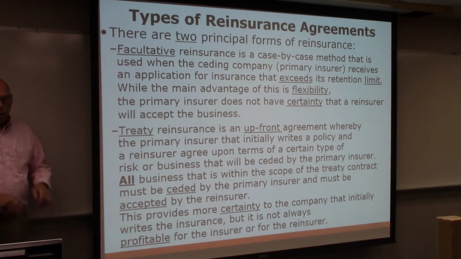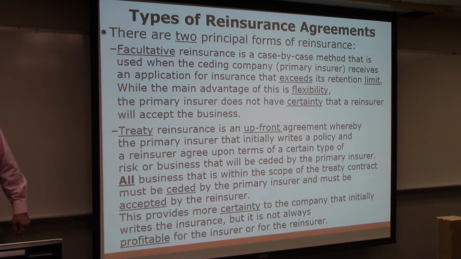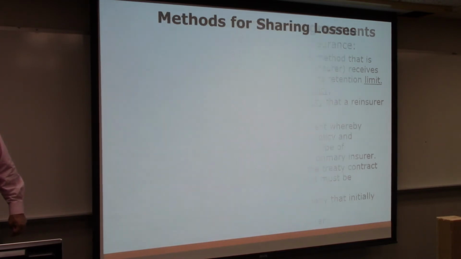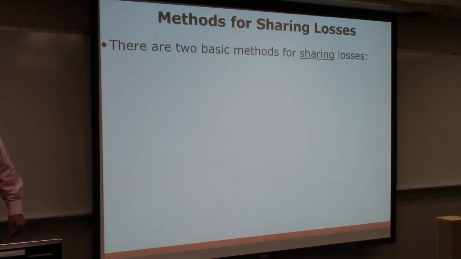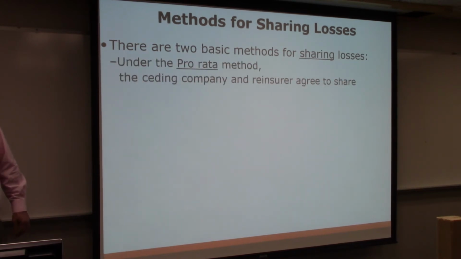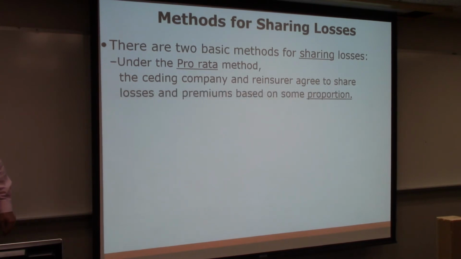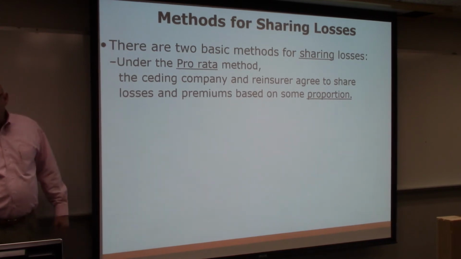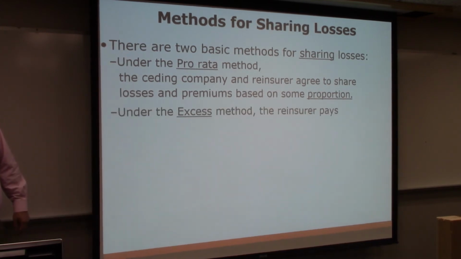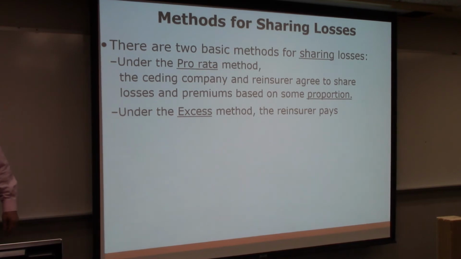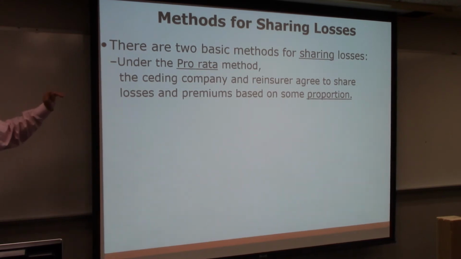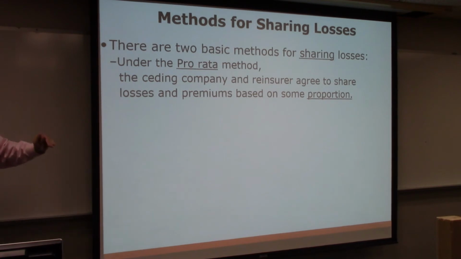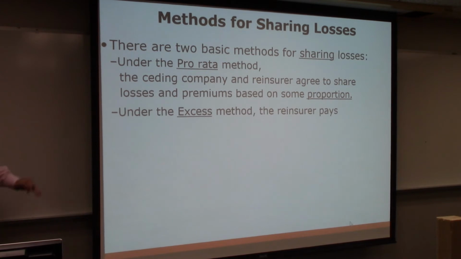All right, so let's take a look at how reinsurance is paid or structured. Methods for sharing losses. First, the pro rata method. The ceding company and reinsurer agree to share losses and premiums based on a proportion. They agree up front what the percentage is going to be of the premium and of the losses, pro rata. Then there's the excess method.